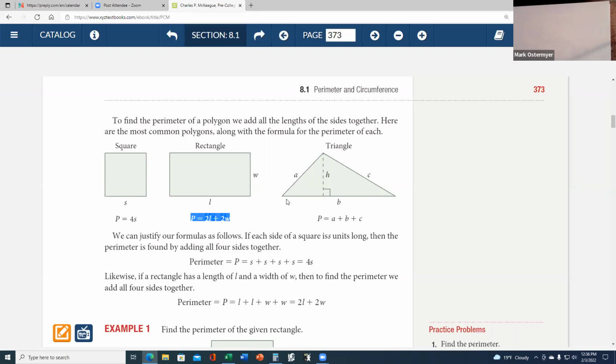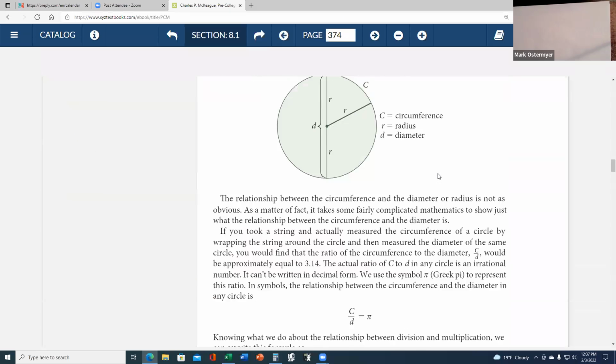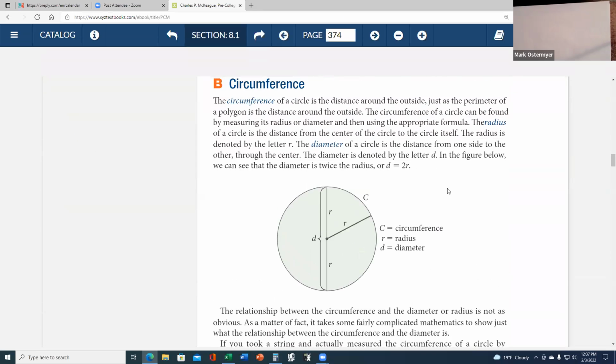Okay, so again, perimeter is just the total distance around a geometric shape. That's all it is. Any questions so far here? So these are some useful formulas for squares, rectangles, and triangles. Now, ladies and gentlemen, circles are special shapes. Circles basically have one side to them, a continuous side in the form of a curve.